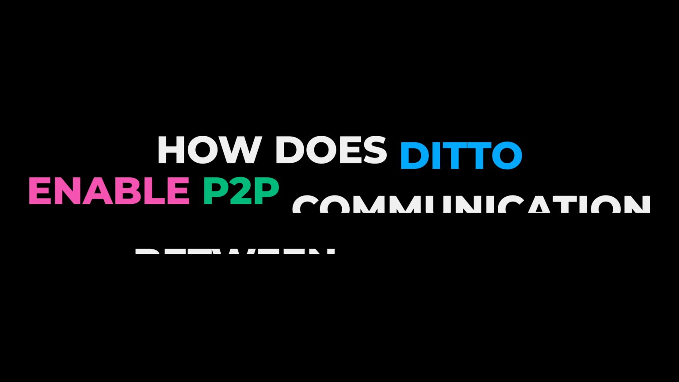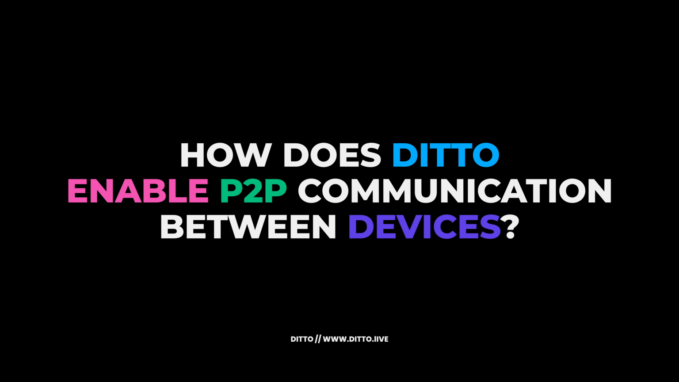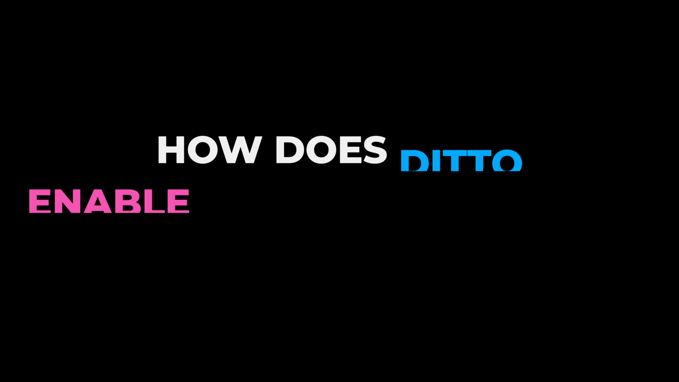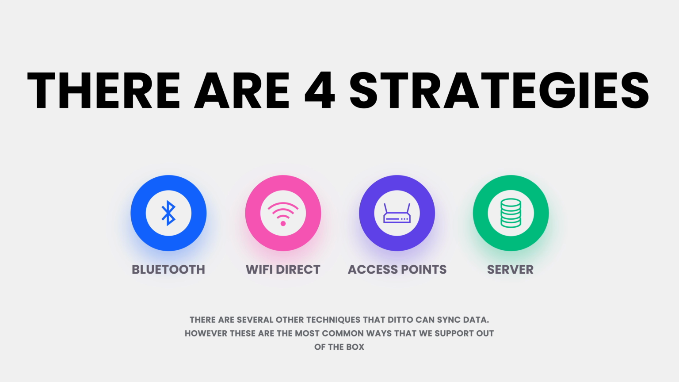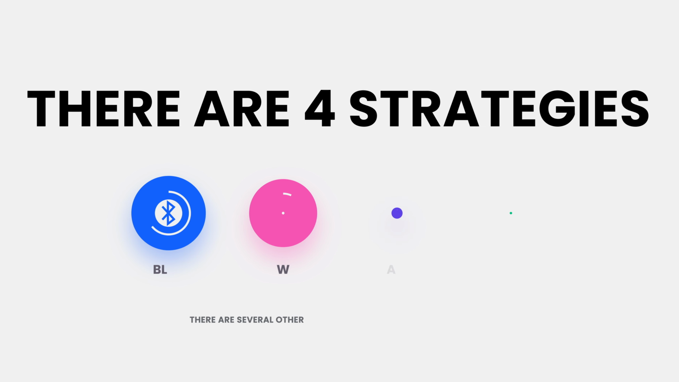And that's, how does Ditto enable apps to communicate peer-to-peer between devices? We actually have 4 different ways that our SDK establishes connections with other devices. They're Bluetooth, Wi-Fi Direct, access points, and Ditto's server product.